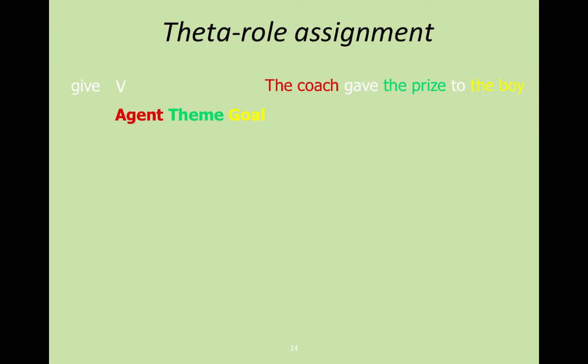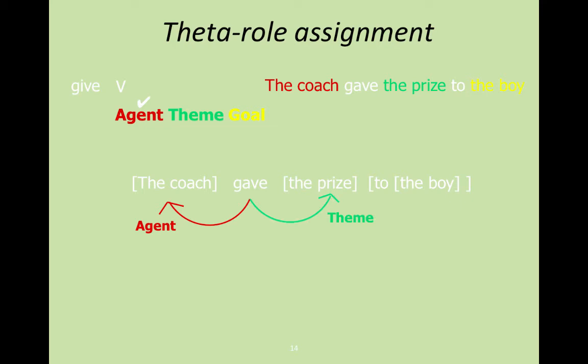Verbs such as give or donate are examples of what are called ditransitive verbs, and these are verbs that require three arguments. So when we encounter a verb like gave within a sentence such as the coach gave the prize to the boy, we need gave to assign first the semantic role of agent, then the semantic role of theme, and finally the semantic role of goal. And if we were missing any one of these arguments, it would yield the sentence nonsensical. We wouldn't have a well-formed sentence because we wouldn't have all the arguments of the verb that we need.